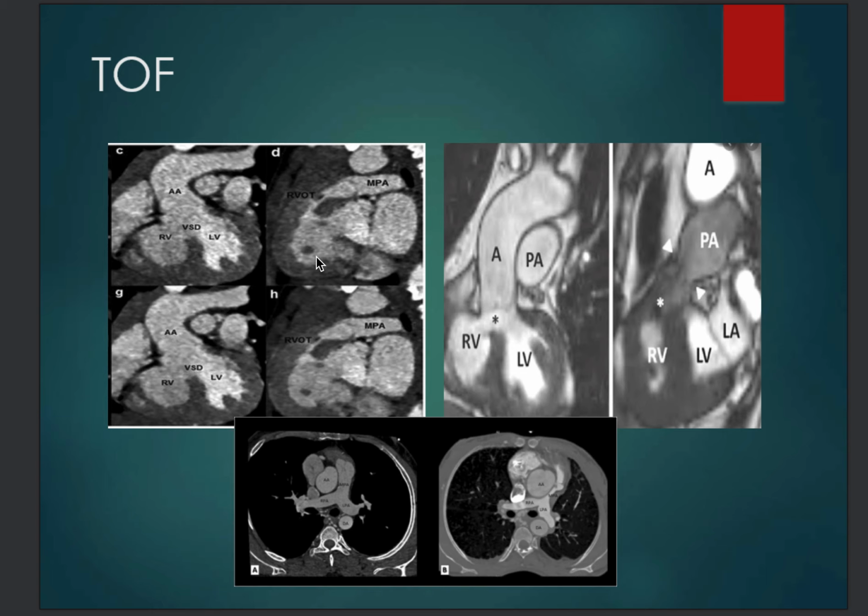And the decision when to correct this regurgitation depends on, of course, the clinical scenario of those patients. But usually the management tends to delay the intervention on the pulmonary valve as much as possible, as long as the right ventricle is stable, as long as the function is stable, as long as the volume is stable, in order to delay and postpone the intervention as much as possible, in order to decrease the number of future interventions.